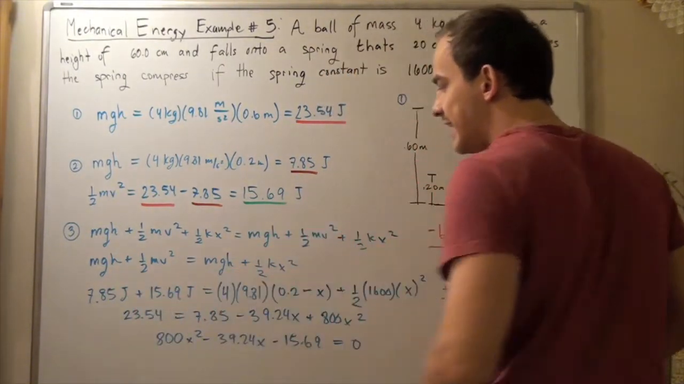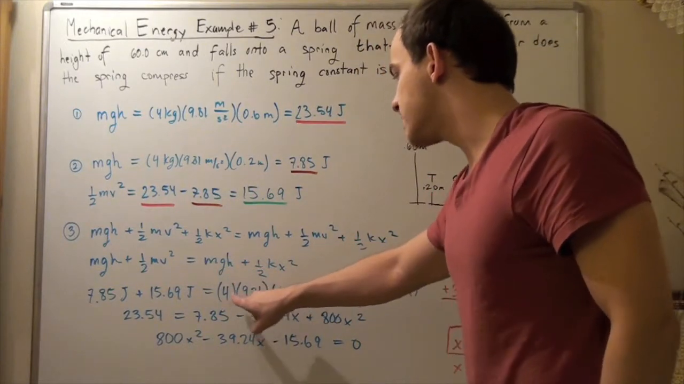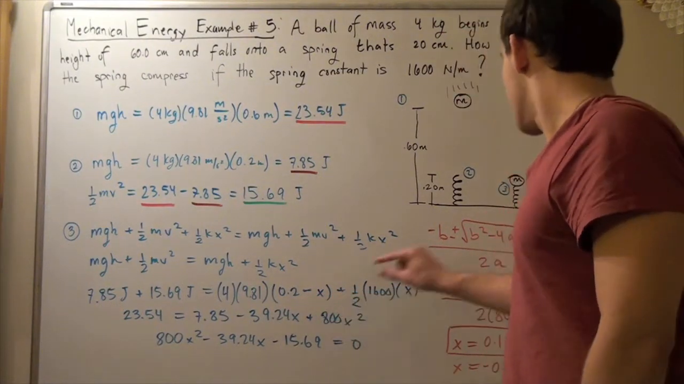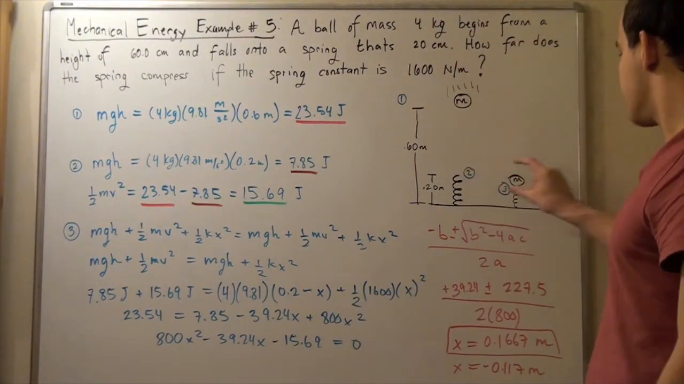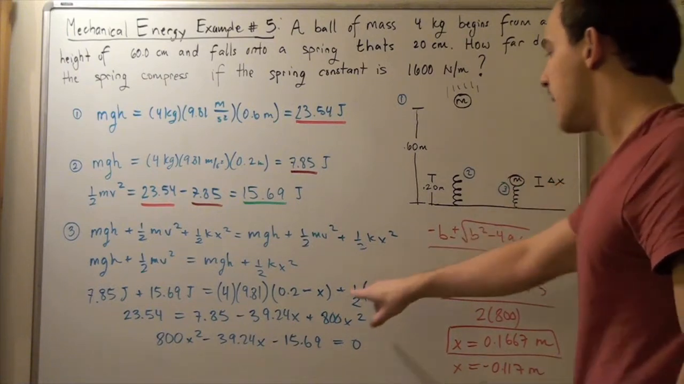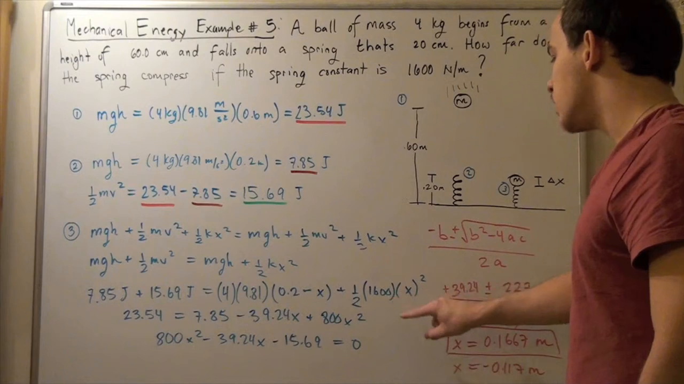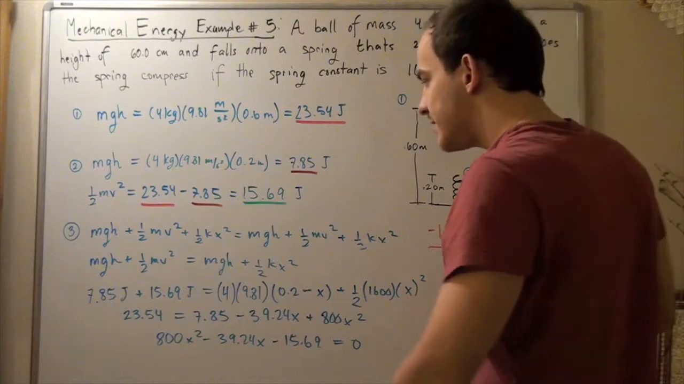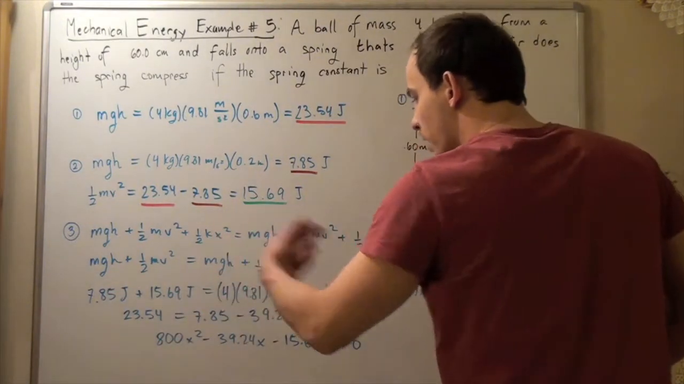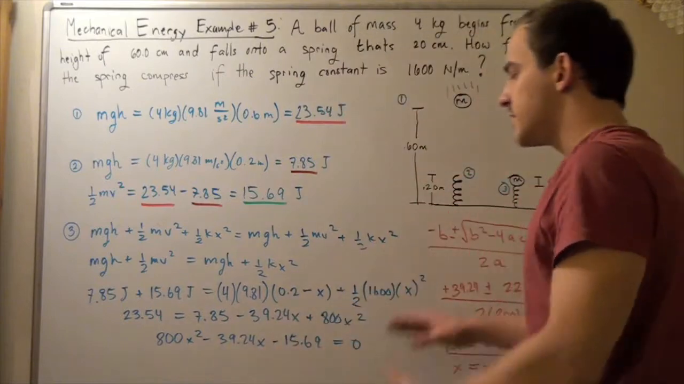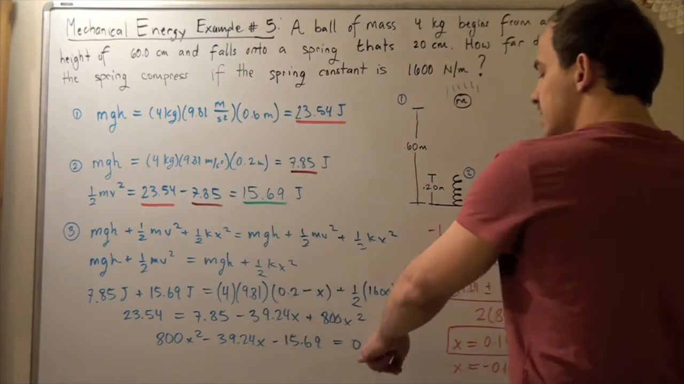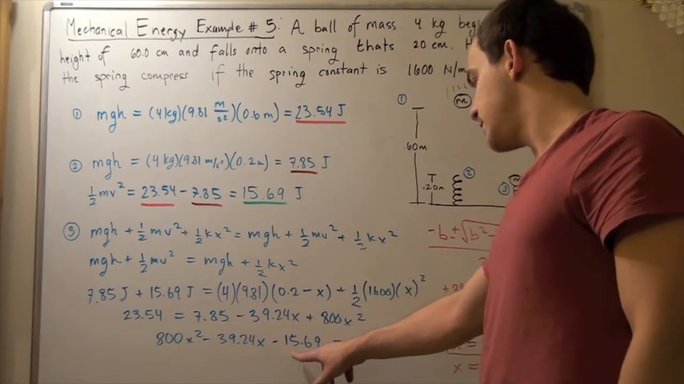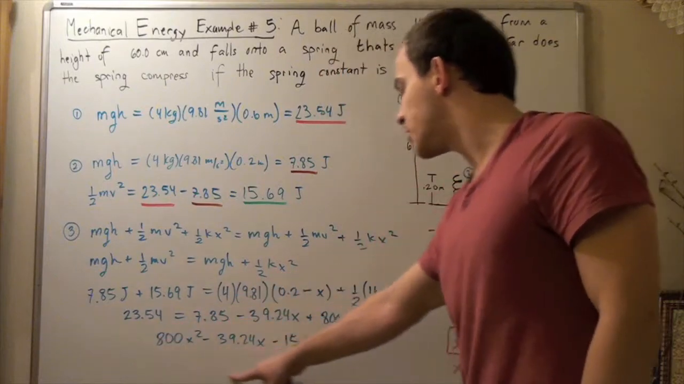And we add them up, and that equals mgh, so 4 times 9.81 times h, which is simply 0.2 minus x. It's this distance minus this distance, which gives us this distance, plus 1/2 times 1600 times x squared, because k is 1600. So we add these up and rearrange, and we get the following equation. We bring everything to one side and set it equal to 0. So 800x squared minus 39.24x minus 15.69, and now this is a quadratic equation.